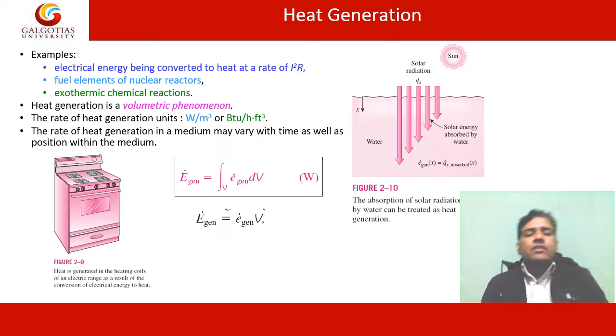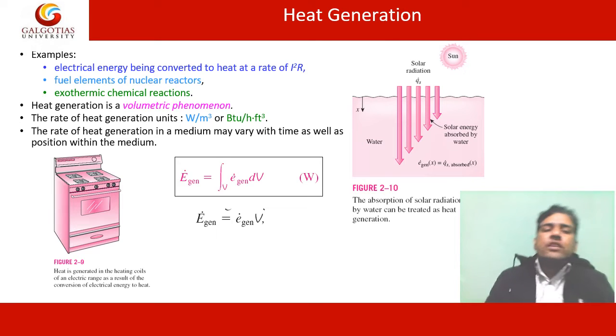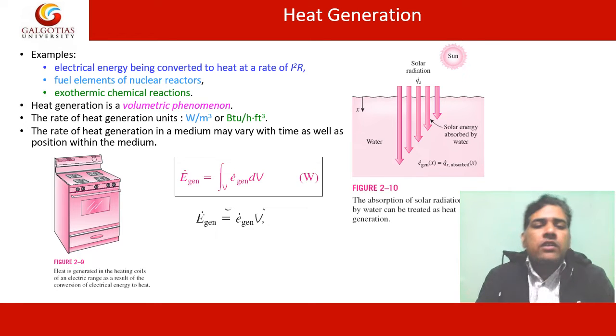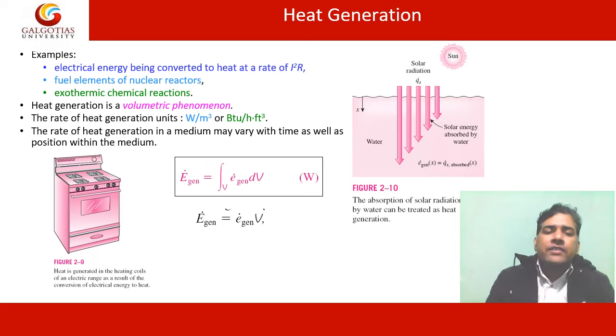So heat generation is a volumetric phenomenon because it is generated inside the body. Generated heat is expressed in terms of volume. For example, here heat generation can be expressed as watt per meter cube, or similarly in British thermal units, it can be expressed in this format.